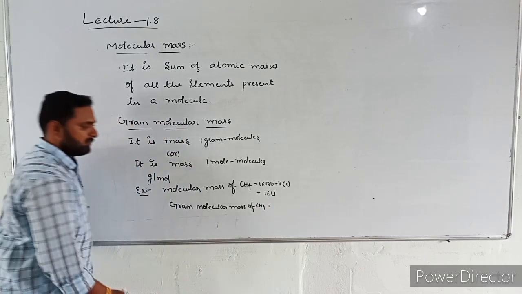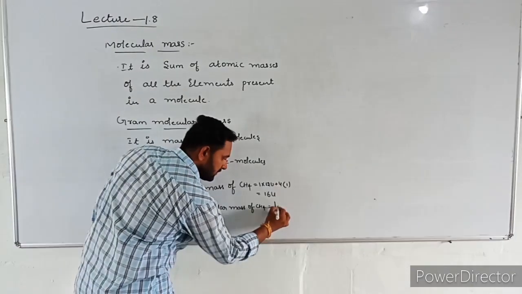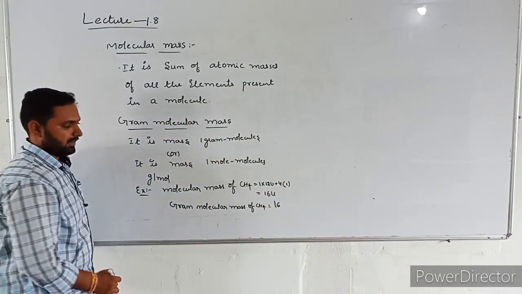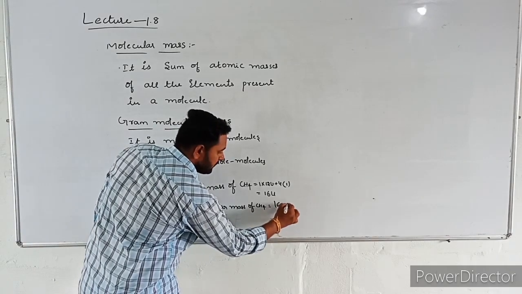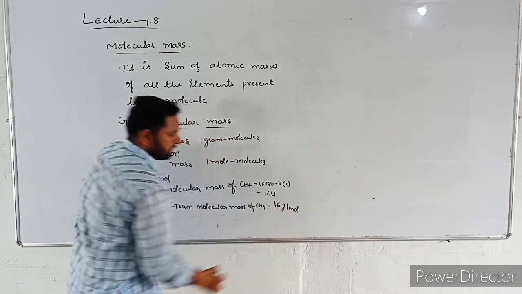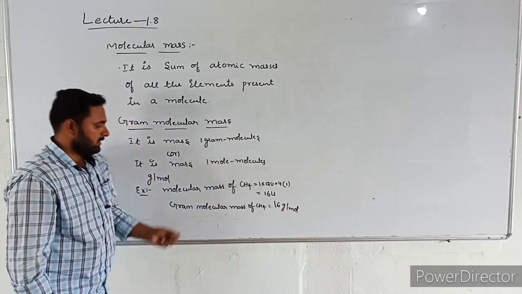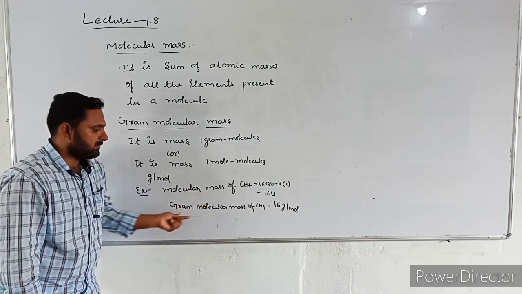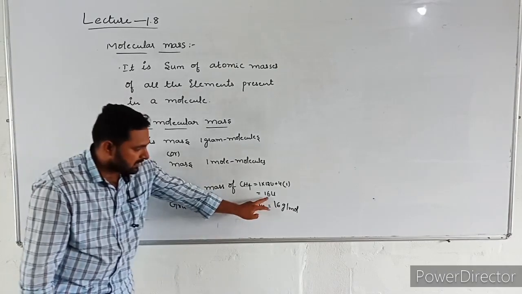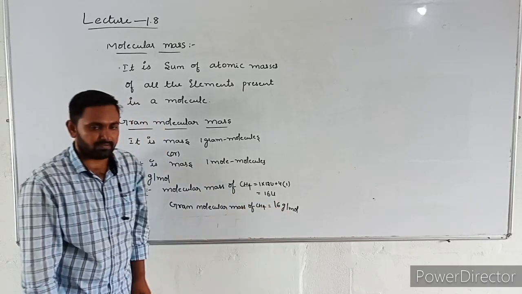Gram molecular mass of methane is also 16, but the unit is different. The unit is gram per mole. The numerical values are the same. Molecular mass and gram molecular mass values are the same, but the unit is different.